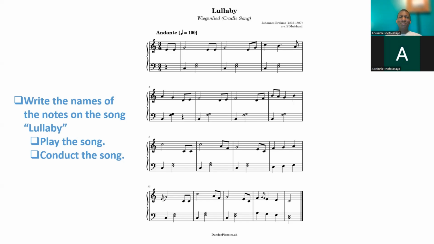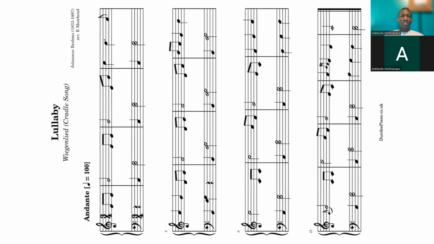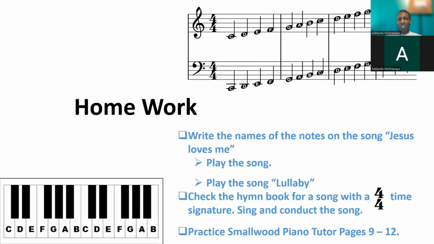All right. So that will also be one of our assignments for the week. For our homework for this week, write the names of the notes of the song Jesus Loves Me, like we have done in the class today, and play the song. Also play the song Lullaby, and check your hymn book for a song with a 4/4 time signature. Sing and conduct that song.